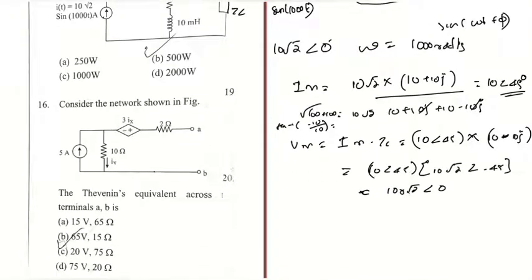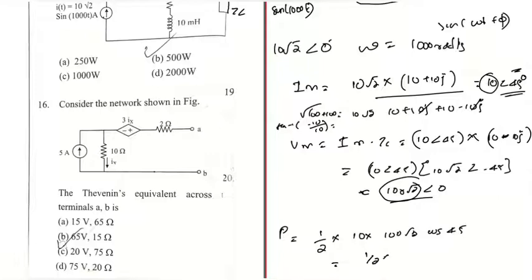Okay, so we got our Vm and Im, and now coming to the power, it is half into Vm into Im cos phi. I only take the magnitudes of Vm and Im, and phi is the phase difference between voltage and current, which is 45 degree. So it will be 1 by 2 into 10 into 100 root 2 into cos 45, which is 1 by 2 into 1000 root 2 into 1 by root 2, which is equal to 500 watt.